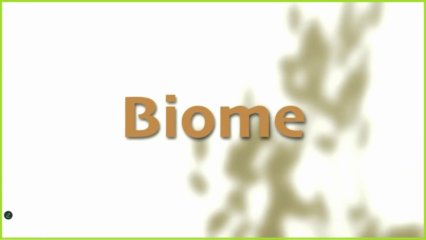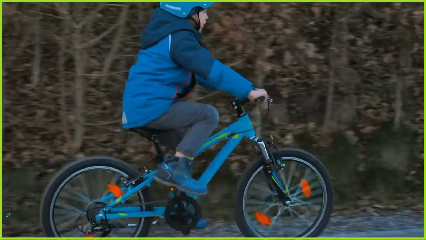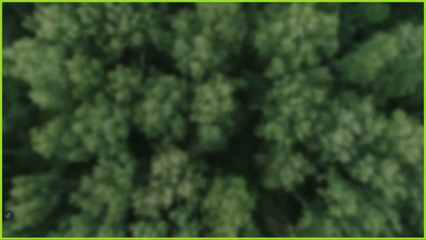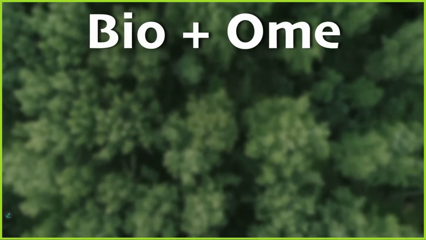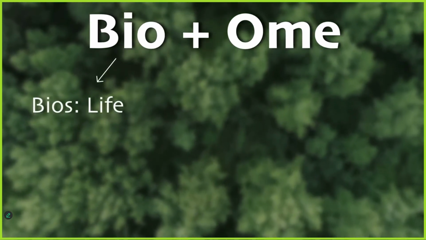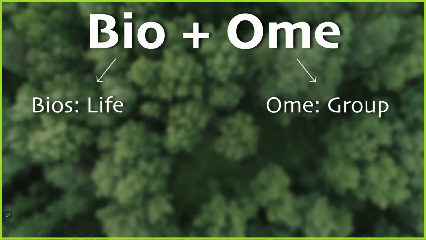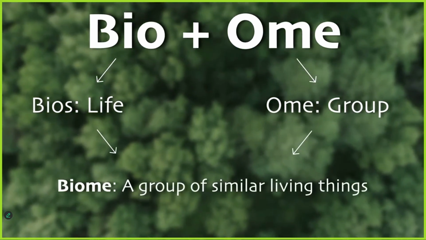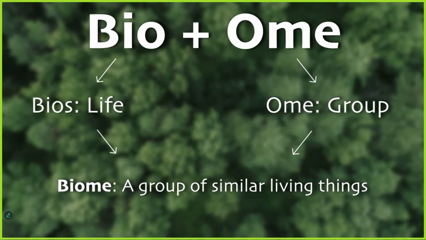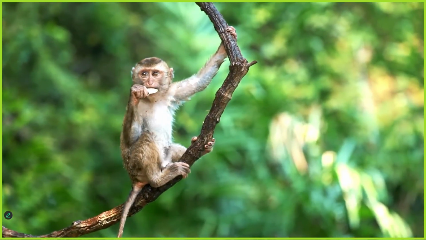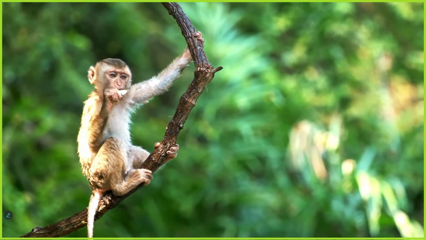Biome. Does it mean two of something? Like how a bicycle has two wheels? No. Let's split it up like this instead. Bio plus ome. The word biome comes from two Greek words, bios, which means life, and ome, which means group. When you put these roots together, biome refers to a group of similar living things. So, a biome is a place on Earth where the plants and animals all have a lot in common.